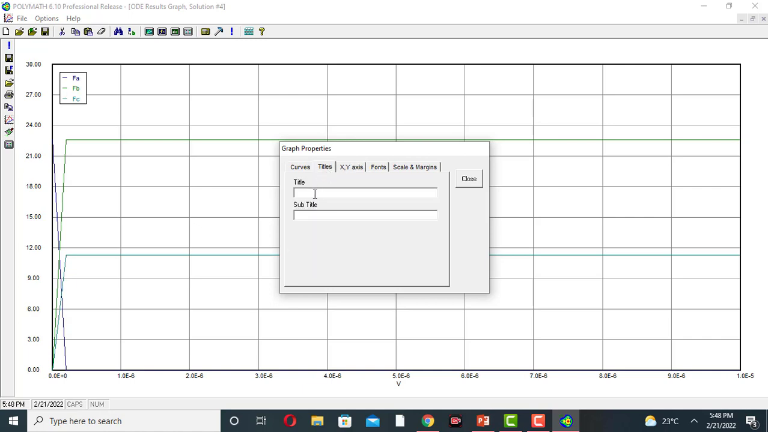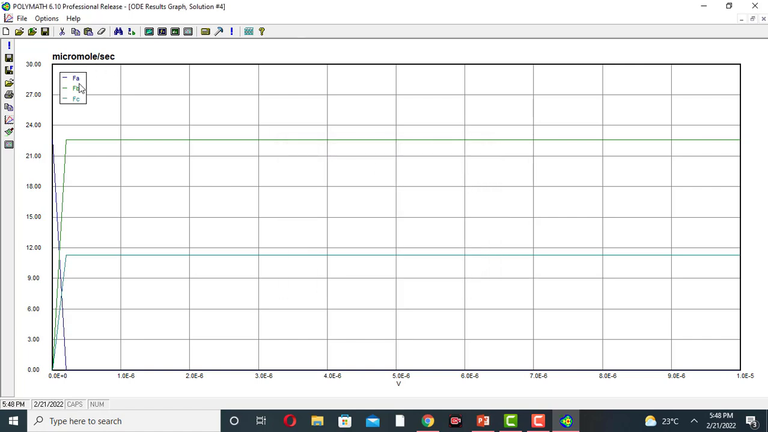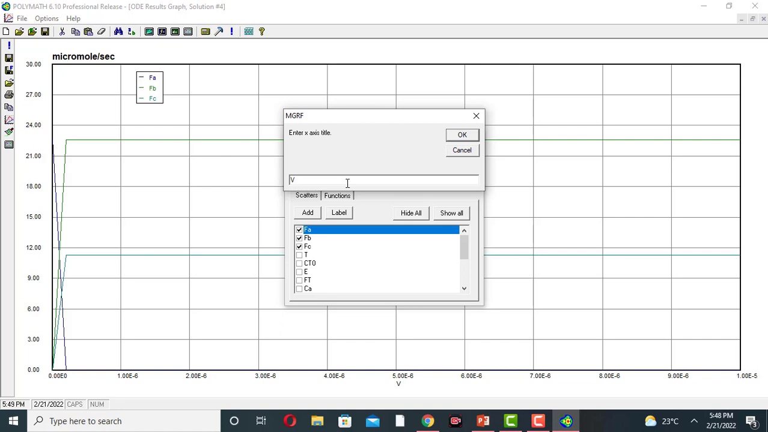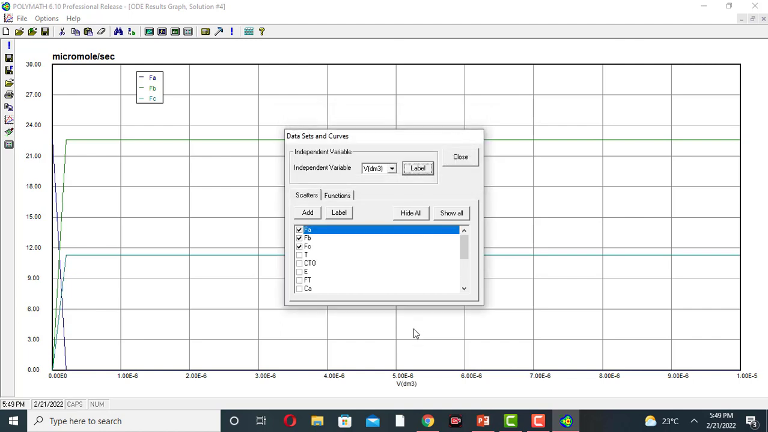Here the title. In the title you can write micromole per second, micromole per second, and micromole per second. These are of A, F, B, F, C. You can also click on these. These are the values. You can also label. The volume is dm cube. You can click OK. The volume in dm cube is open. You can close.